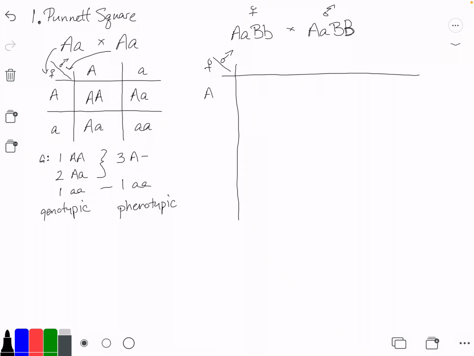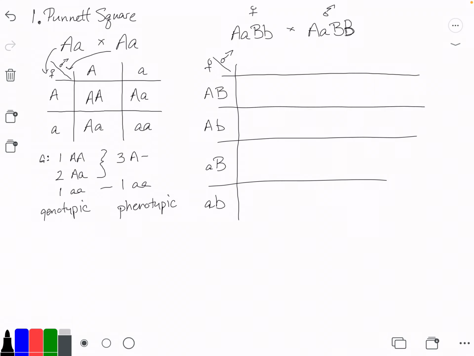I've got a dominant A, dominant B, dominant A, recessive B, recessive A, dominant B, and recessive A, recessive B. All 4 of those have equal probability. If this is straight up Mendelian genetics, those probabilities will change for some examples later when we get into linkage.